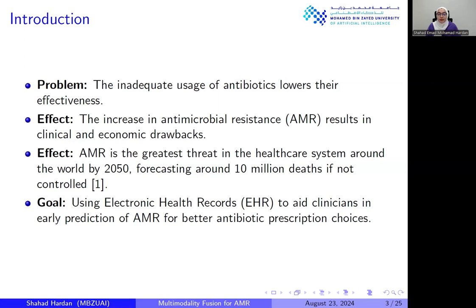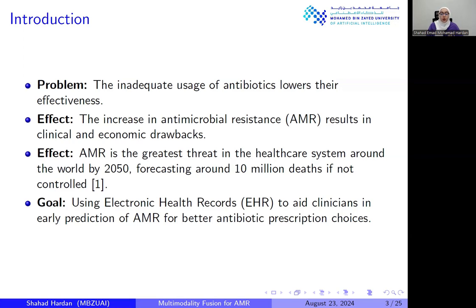And the hospitals themselves are paying so much to try to control this problem. So it also results in economic drawbacks. According to the WHO, antimicrobial resistance, or AMR, is going to be the greatest threat in the healthcare system by 2050 if we do not control it. So if the control isn't happening, then there will be around 10 million deaths by 2050.